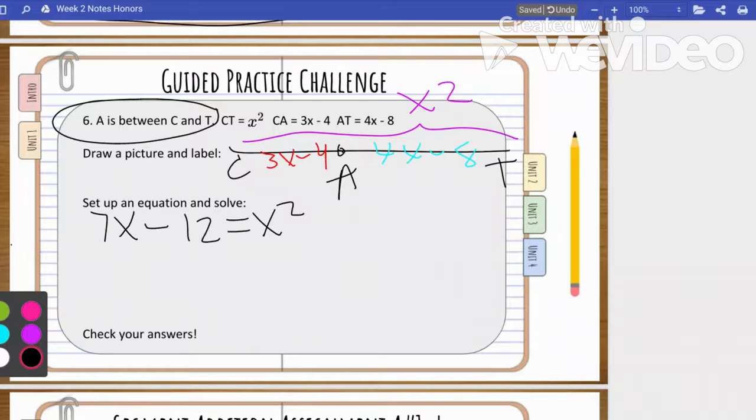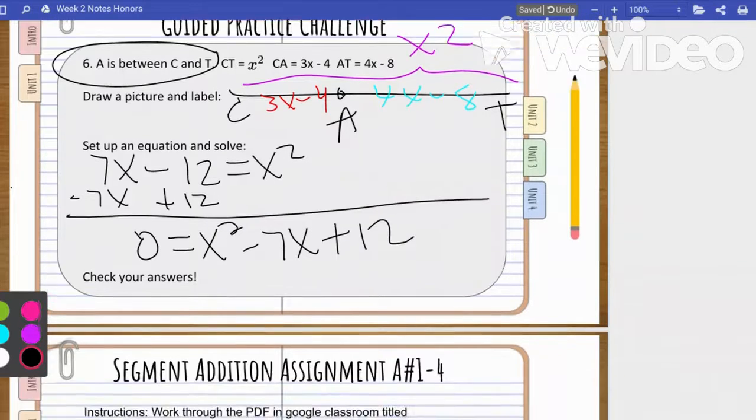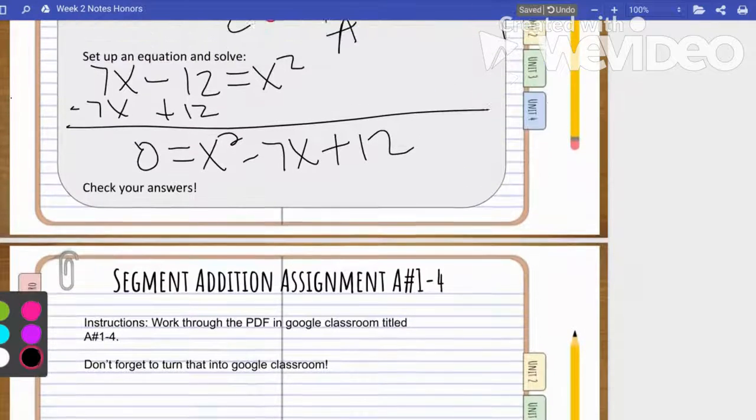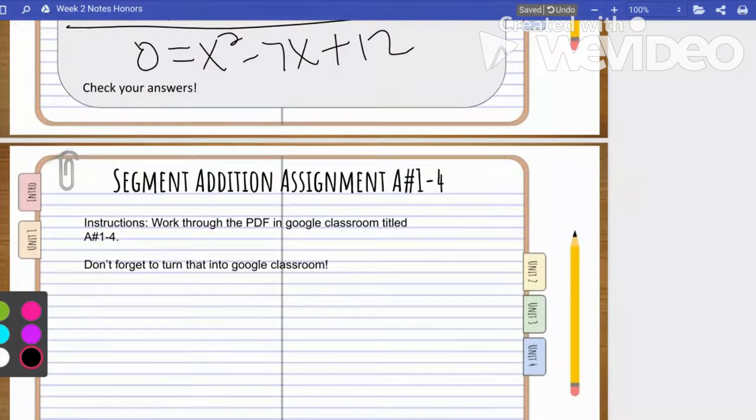Well, anytime I see an x squared, I need to move everything to the same side as the x squared. So we're going to move 7x over. We're going to add 12 over. When we do that, we get 0 equals x squared minus 7x plus 12. Now we have to factor this. So I'm going to scroll down and do some of my work down here because I don't have any room.